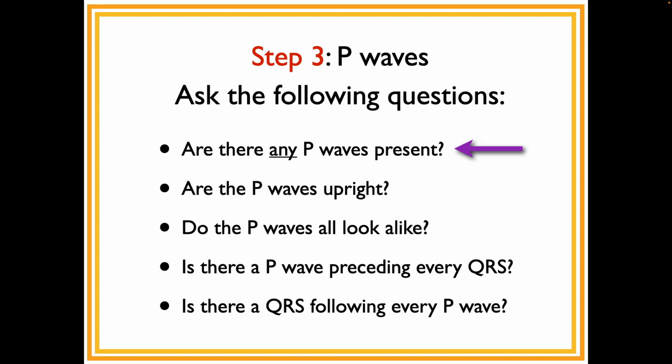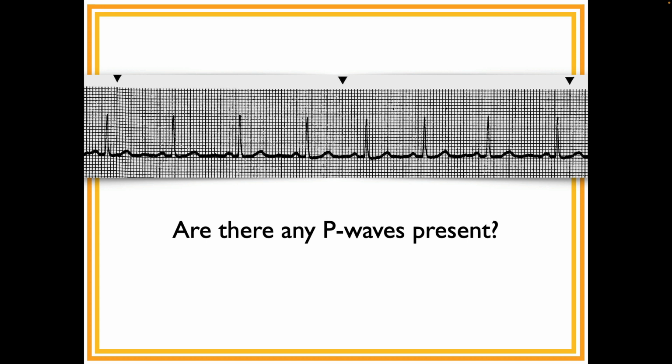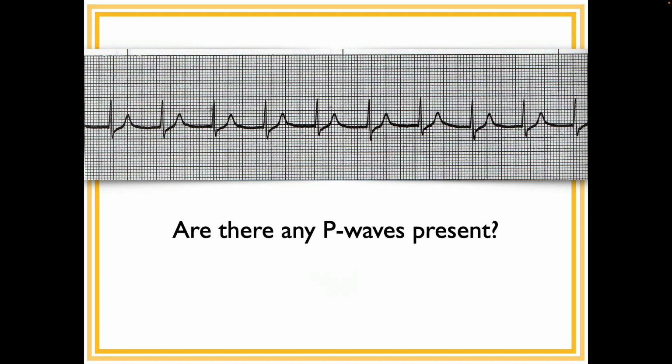Okay, so are there any P waves present? Are the P waves upright? Do the P waves all look alike? Is there a P wave preceding every QRS? Is there a QRS following every P wave? Let's just do this together. So Cody, are there any P waves present? Yes. Okay, so that's easy because that's all I'm asking. And then Chris, what do you think? Are there any P waves present here?